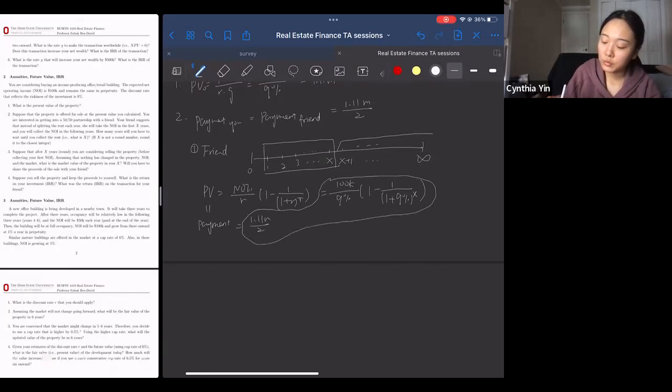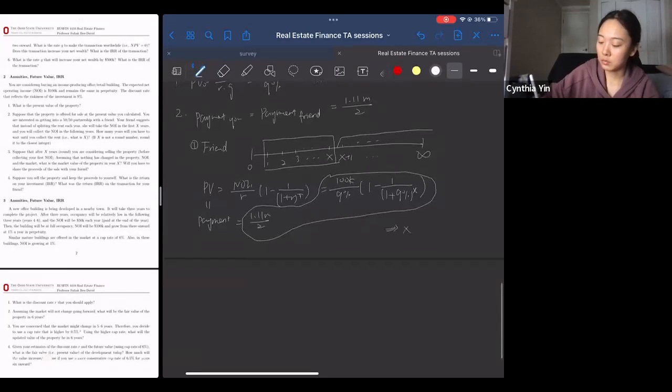1.11 million divided by 2 equals this a little bit ugly thing. So what you need is X. You can back out X by playing with Excel or just using math with the log function. And what you should get is X equals 8.04.